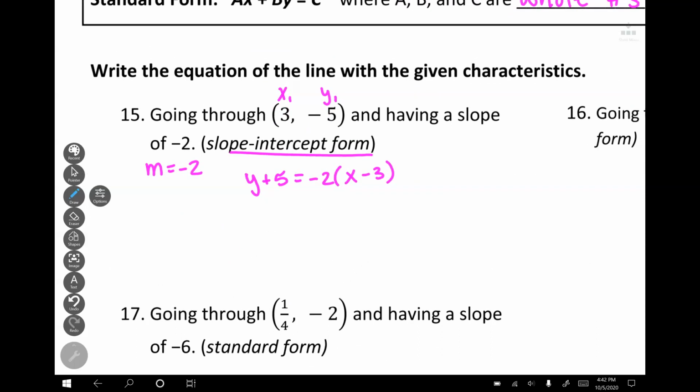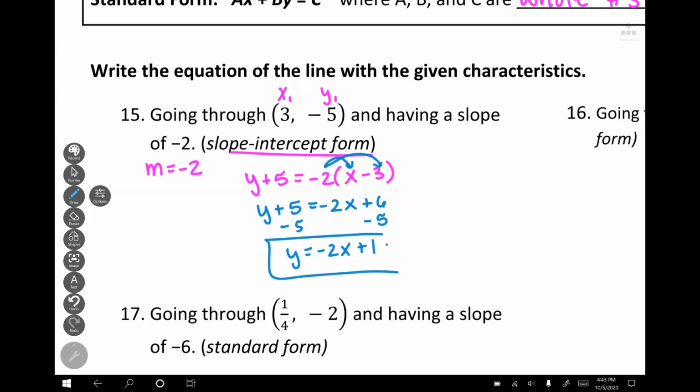Now I want to change this into slope-intercept form, which is y equals mx plus b. To do that, I'm going to distribute the -2, and then subtract the 5 to the other side. Nice and easy. There it is, y equals mx plus b. So your slope is -2 and your y-intercept is 1.